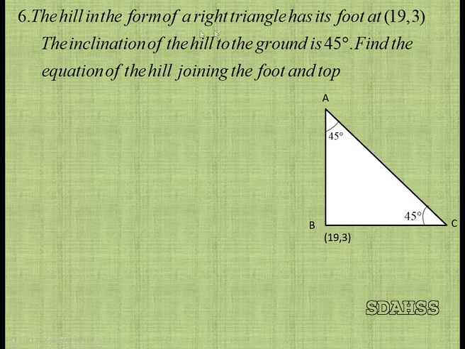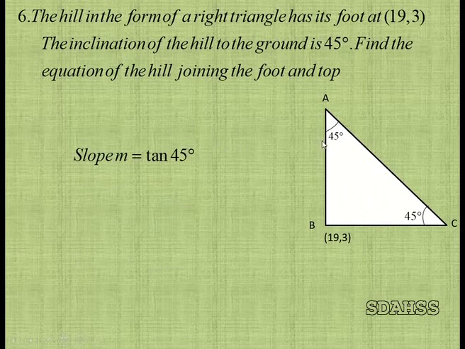Sixth sum. The hill in the form of a right triangle has its foot at 19, 3. The inclination of the hill to the ground is 45 degree. Find the equation of the hill joining the foot and top.